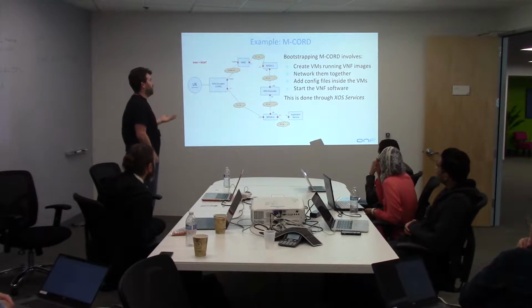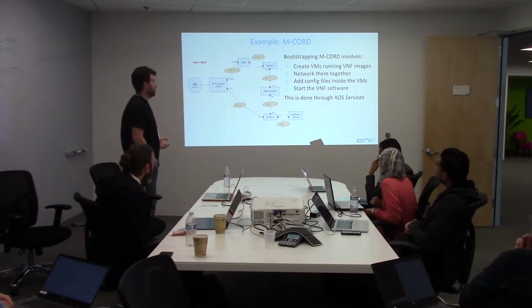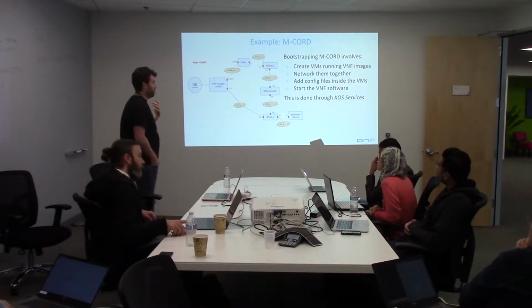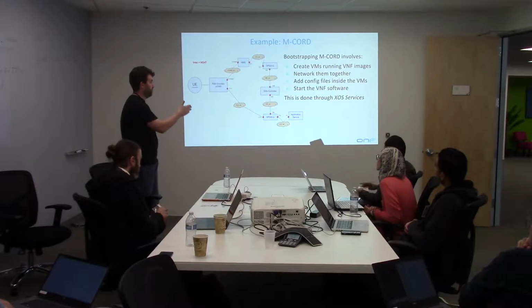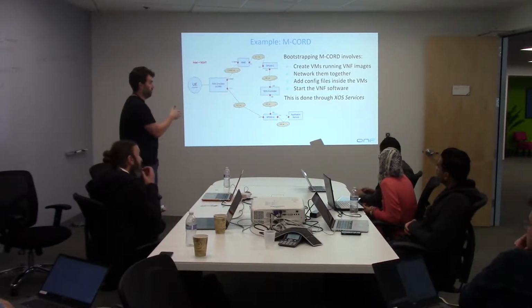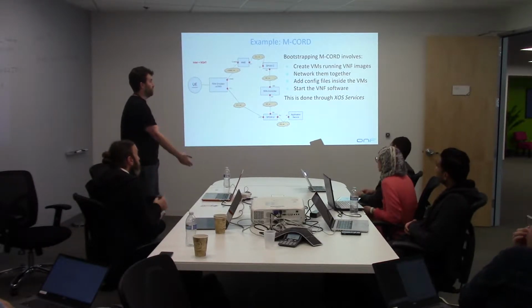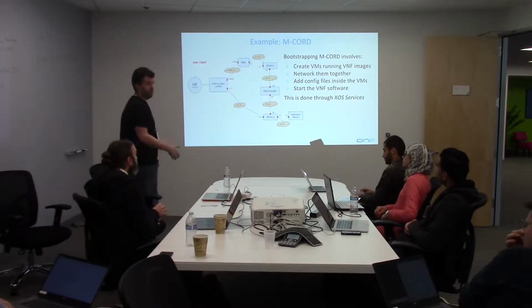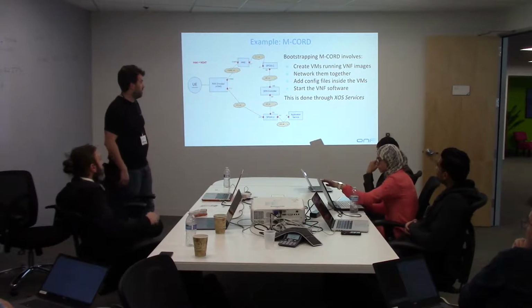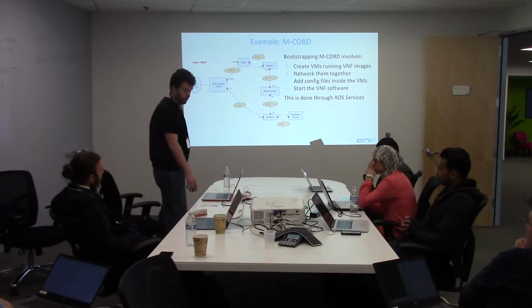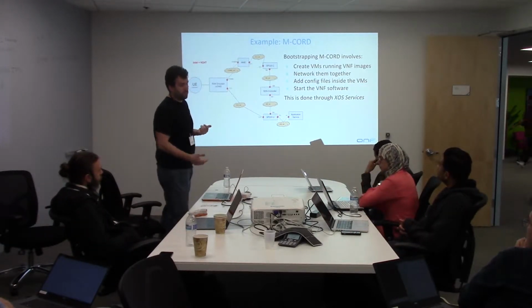So you're creating VMs that are running a VNF image. You network them together, and you have to configure those VMs once they're instantiated. So you have configuration from XOS and the orchestrator into those VMs, and then start the VNF software. And that's all done through XOS's service infrastructure.